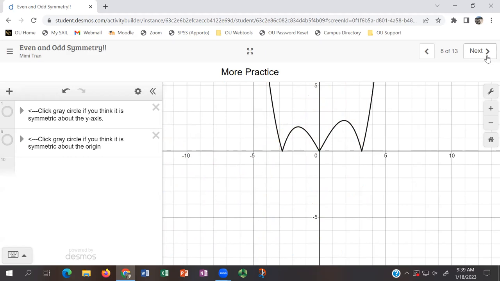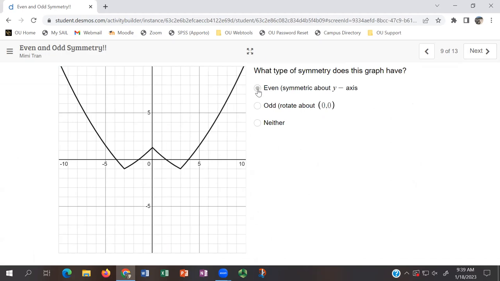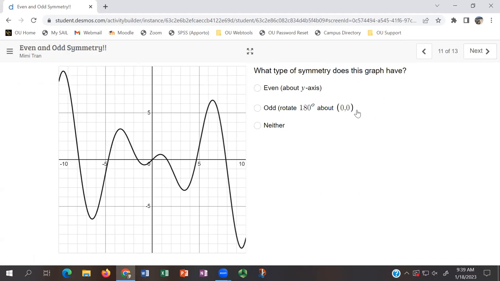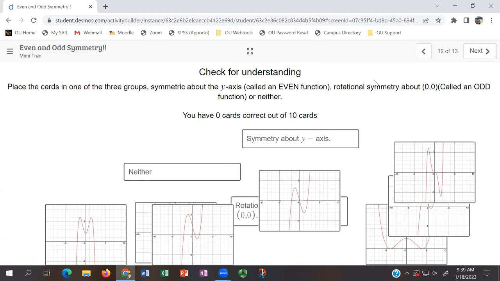What about this one? All right, last exercise. We don't have to do number 13. That's for you to think about when you're at home.